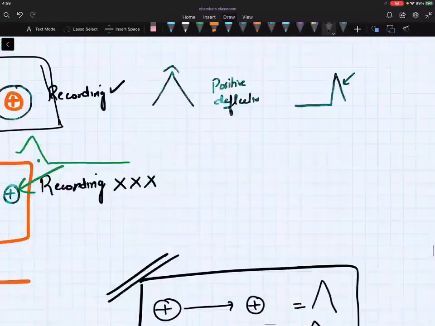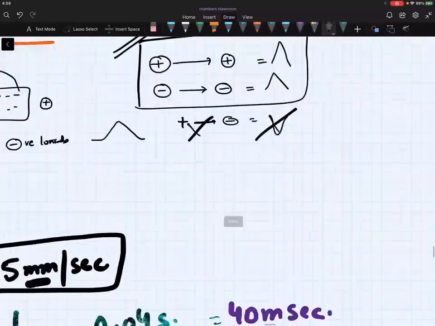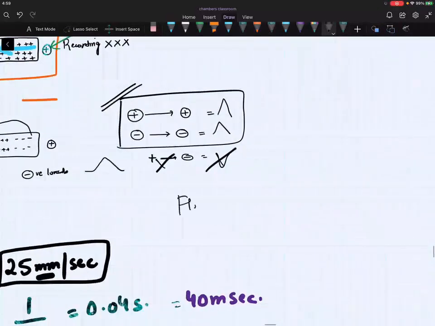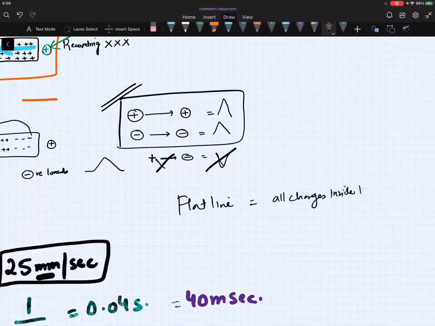So that means the flat line tells us that charges are the same. But what did you conclude from the above discussion? What is a flat line? A flat line means all charges inside the cell are the same.